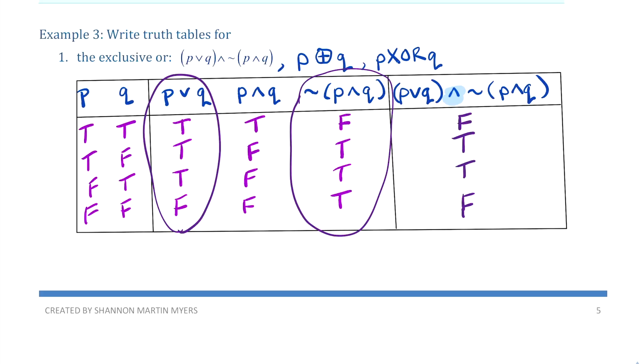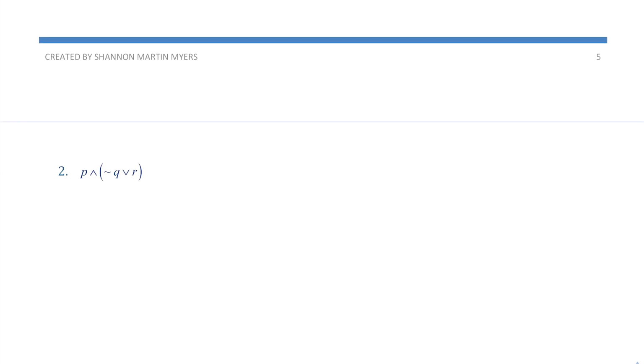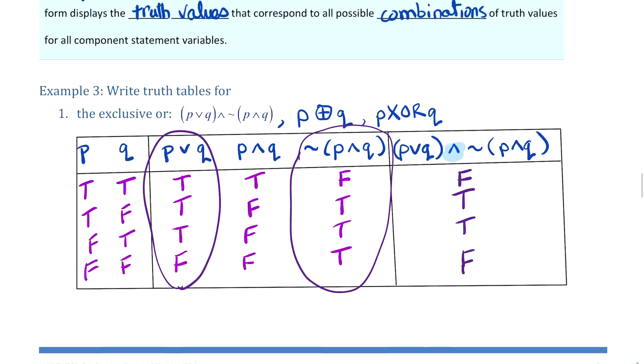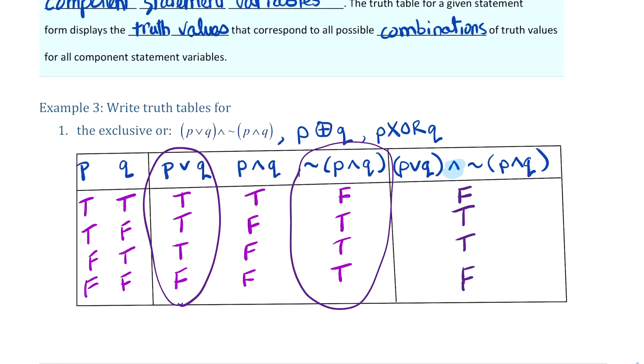All right. So let's take a look at this one here. We now have three variables. So check this out. This is kind of like a binomial situation where you've got these statement variables, right?